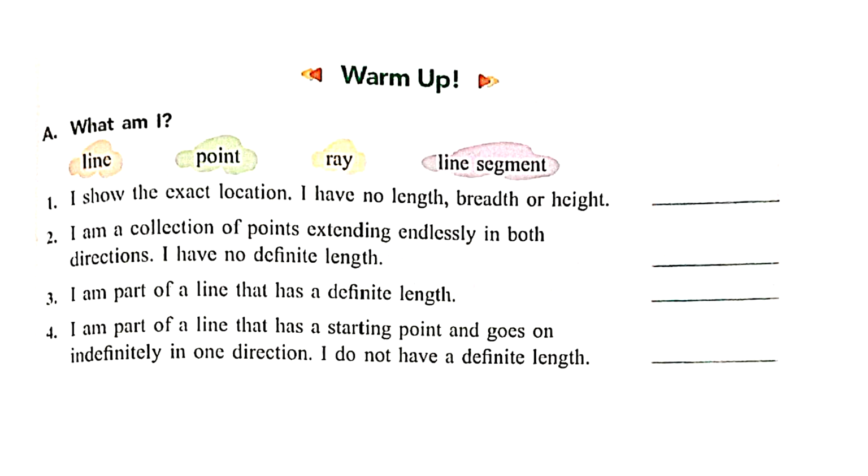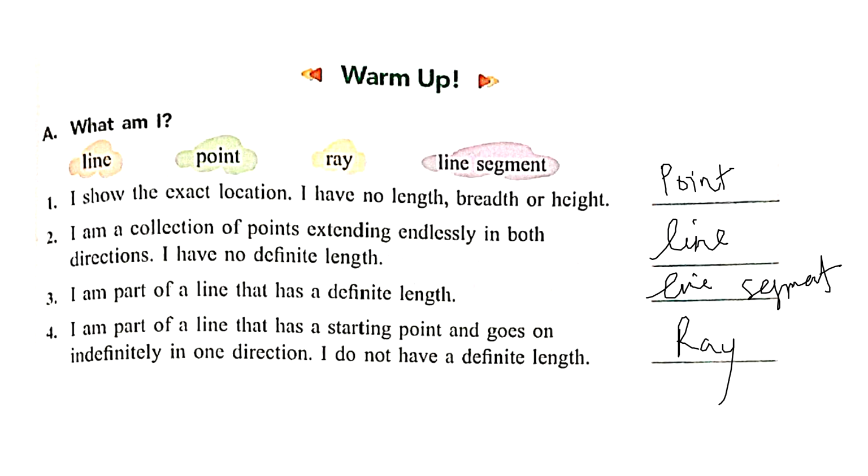So the first one is: I show the exact location. I have no length, breadth, or height. That's your point. Then: I'm a collection of points extending endlessly in both the directions. That's your line. I'm part of a line that has a definite length. That's your line segment. I'm part of a line that has a starting point and goes on indefinitely in one direction. That's your ray. Now, how exactly things are here in this case, I will just explain it.